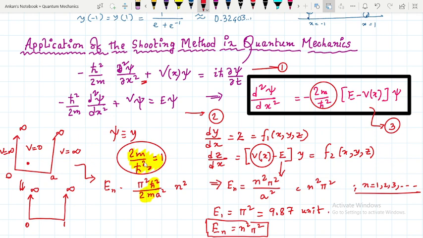So the second energy, that is the first excited energy, will be 2 square pi square, meaning 4 into pi square, meaning 39.478. This is the first excited state.